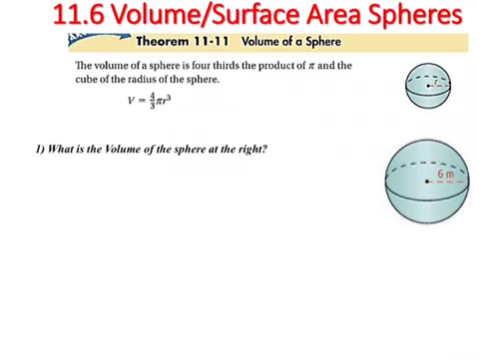Our second formula is the actual amount of space in a sphere, or the actual volume of a sphere. So that formula is 4/3 pi r to the third. So for volume, we have our 3's. 4 divided by 3, pi r to the third. Okay, so for this problem, the radius is 6.